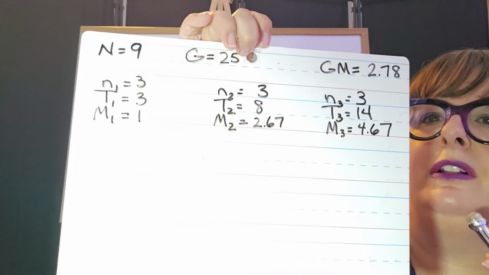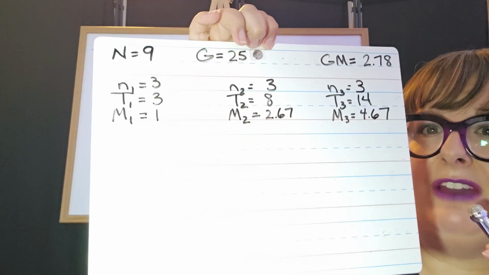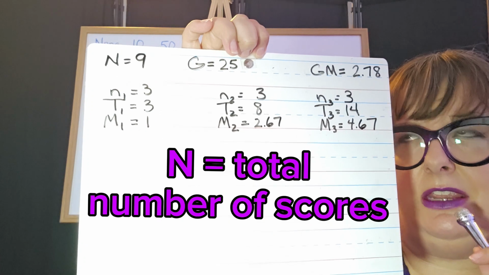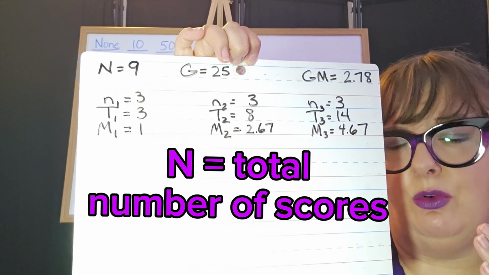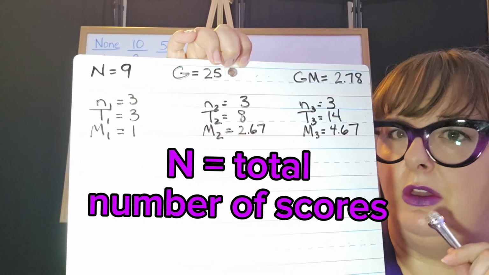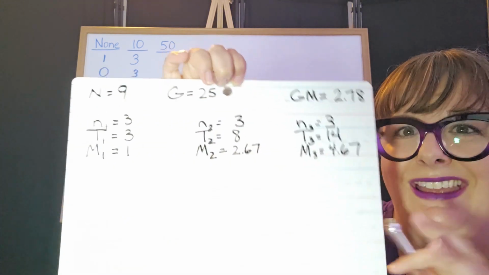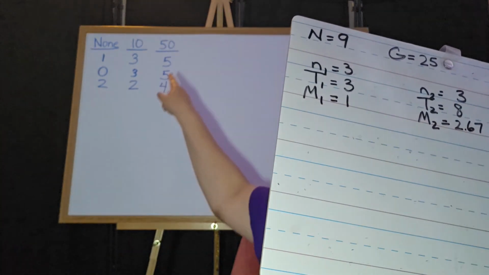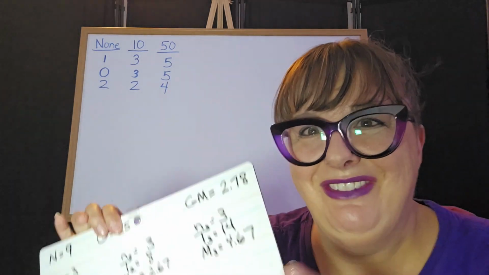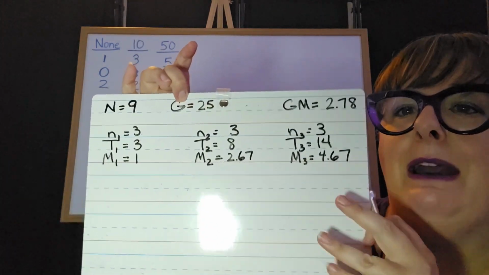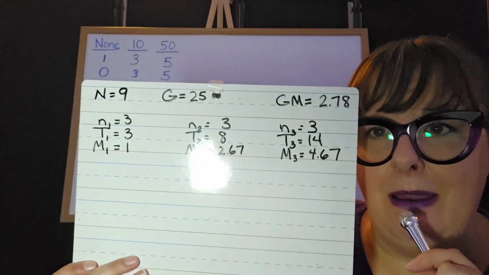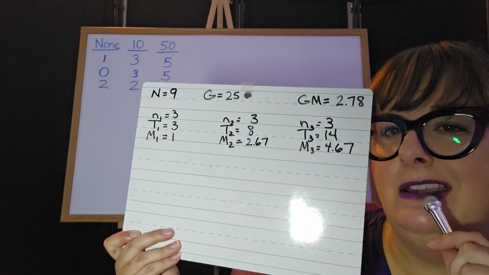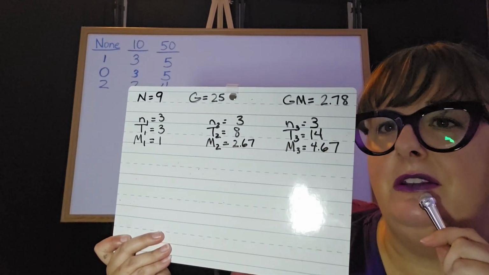So first of all, we have the N. The capital N is the number of scores, the total number of scores in the whole study. So it's 9, and you can verify that. 1, 2, 3, 4, 5, 6, 7, 8, 9. We got it, right? Okay, so that's capital N. Capital N is 9. All right, we know how to do that one.